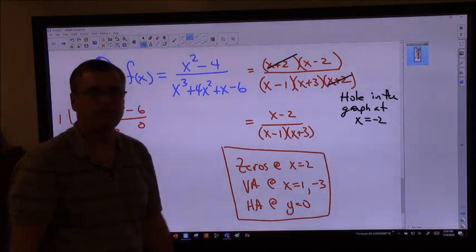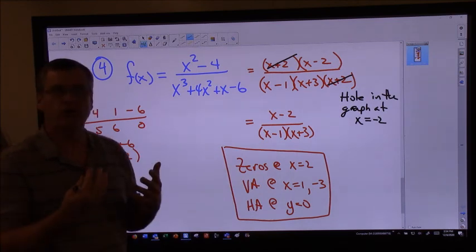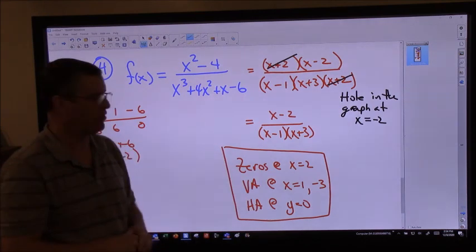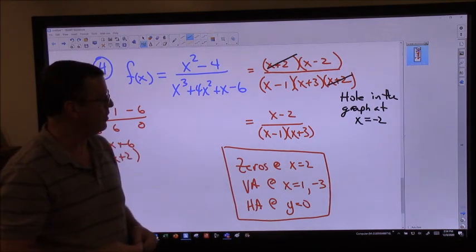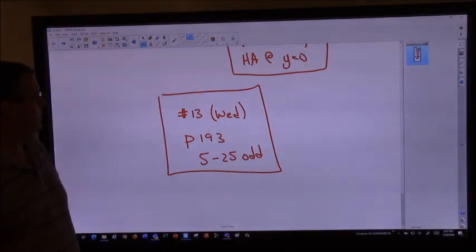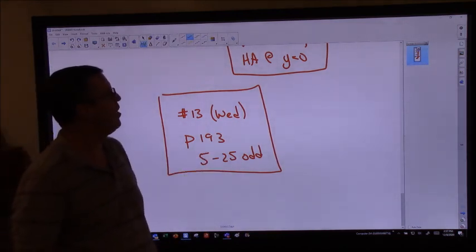All right, that's it. That's all we have for today. Not a huge amount of work, but a really important piece of work to help us understand how to graph things tomorrow. All right, let me get you guys an assignment. All right, there it is. So number 13, this is our Wednesday piece. We're on page 193. We're going to do 5 to 25 odd.